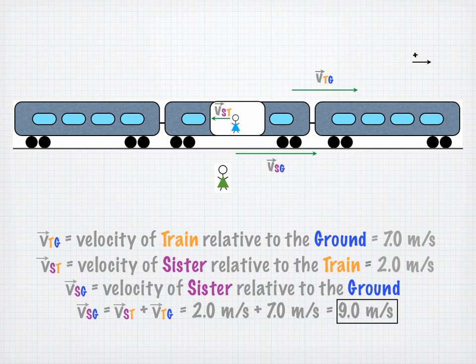Since the right is our positive direction, that means that her velocity vector with respect to the train would have a negative value, negative 2 meters per second. To find her velocity with respect to the ground, we use the same equation, Vsg equals Vst plus Vtg, but this time Vst equals negative 2 meters per second, so our answer is 5 meters per second.